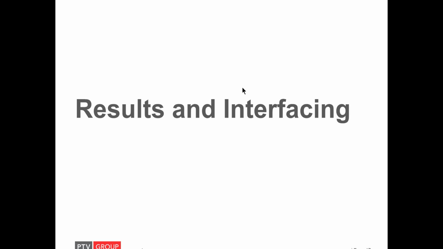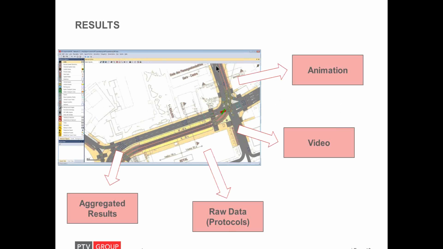We'll now look at what Vissim can produce in terms of simulation output and how Vissim can interface with other tools. Vissim simulation results can be stored as animation files, video files, as raw numerical data, and aggregated numerical output. Animation files basically allow replaying a simulation at any time after the simulation, providing the exact same appearance as the original simulation. For example, to present the simulation to a client. Videos have the advantage that they can be replayed without having Vissim installed, just by using any media player.